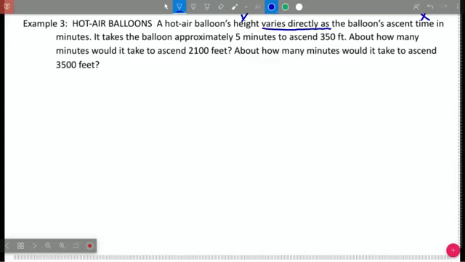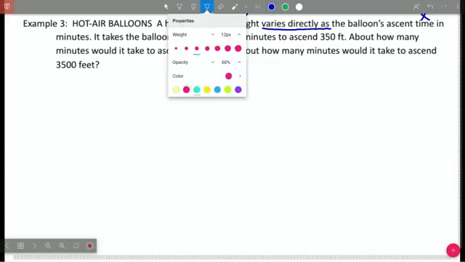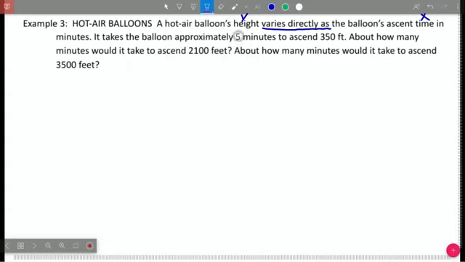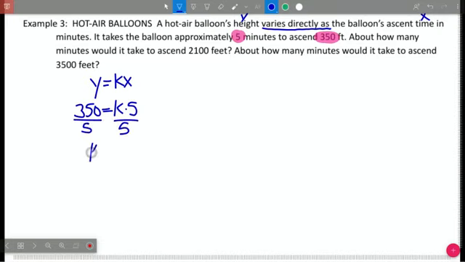So when we look at our information now, we can see that it takes approximately 5 minutes to ascend 350 feet. So that's basically going to be our first x and y value. Remember that height is our y and time is our x. So when I set up my equation, I have 350 equals k times 5. Just going to solve for k here, dividing by 5 on both sides. And we'll get k equals 70.